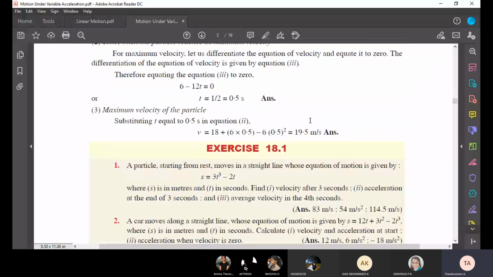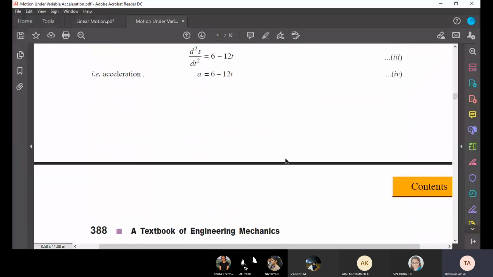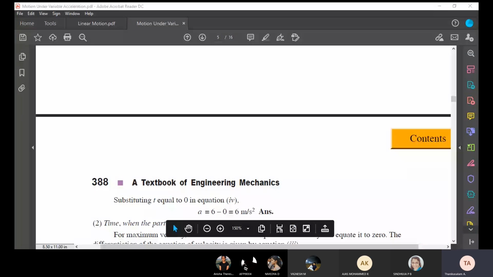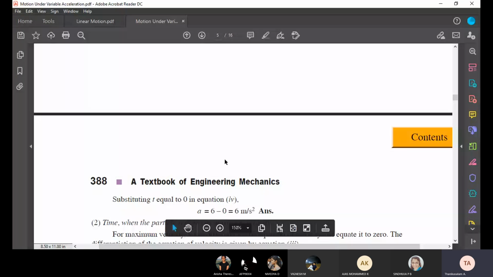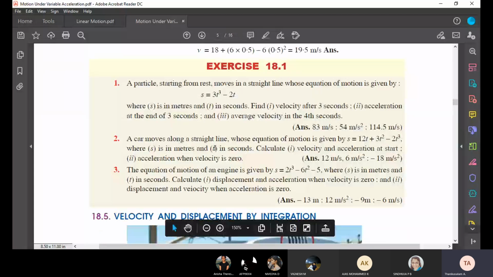Any questions, students? Any doubt? Vignesh, Sindhuja, Anisa, Tares, any questions? No, sir. Very simple question, no? Okay. Then you just practice this one. Practice this problem, then you can check the answers.